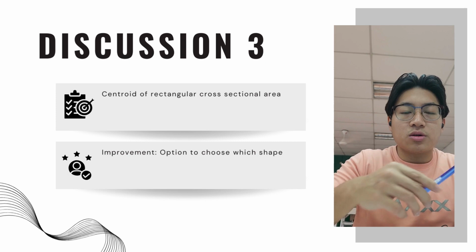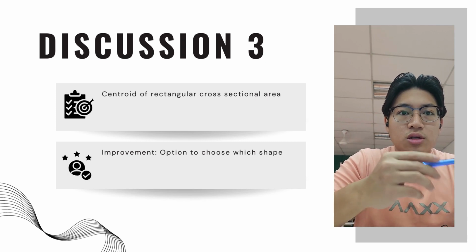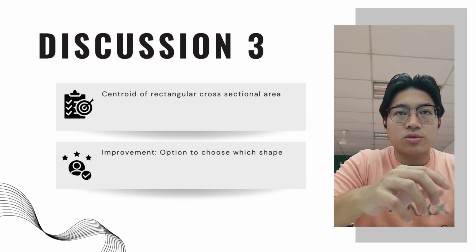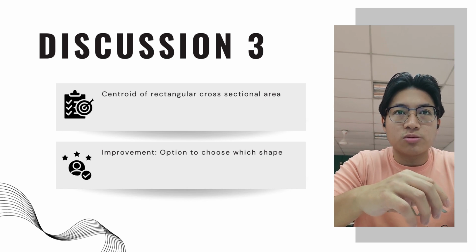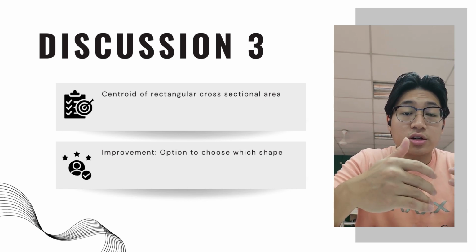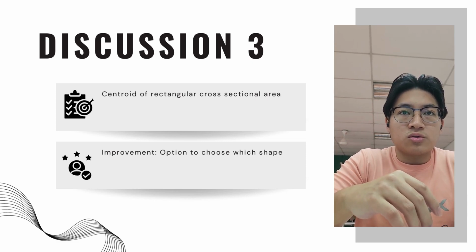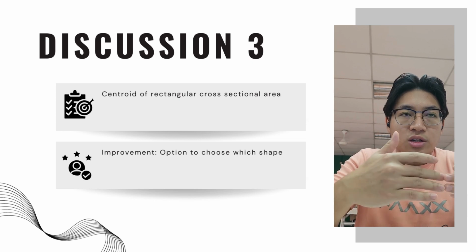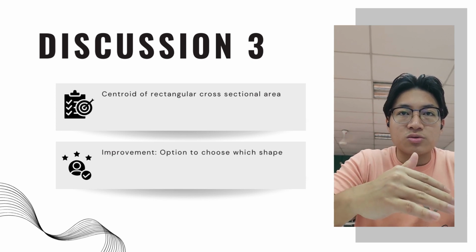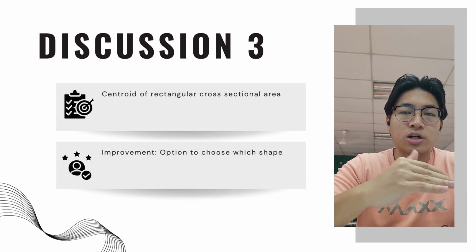The third discussion that I would like to point out is that in our code, we assume that the user would like to use a rectangular cross-sectional area. So one of the improvements that we could make in the future is to add an option where the user can choose which shape they would like to calculate.